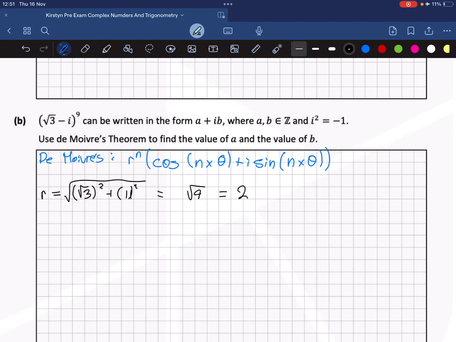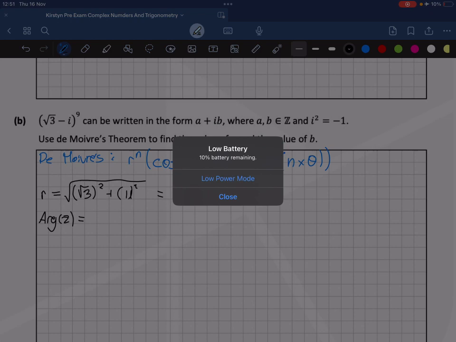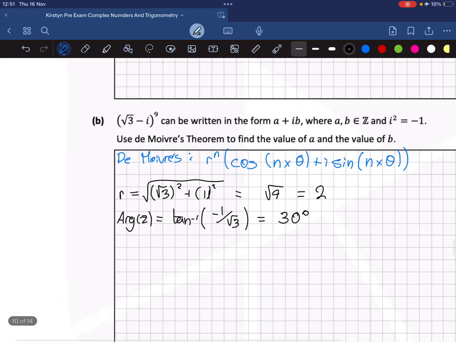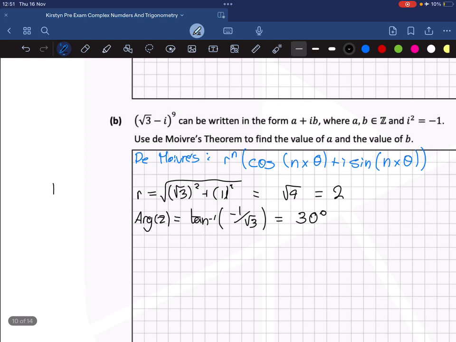And now we need to find that angle theta. The argument of any complex number z is going to be equal to the tan inverse of b over a. So we have minus 1 over root 3, and this comes out to 30 degrees. Now we just need to figure out where this angle actually is. So over here, I'm just going to draw my x and y axis.